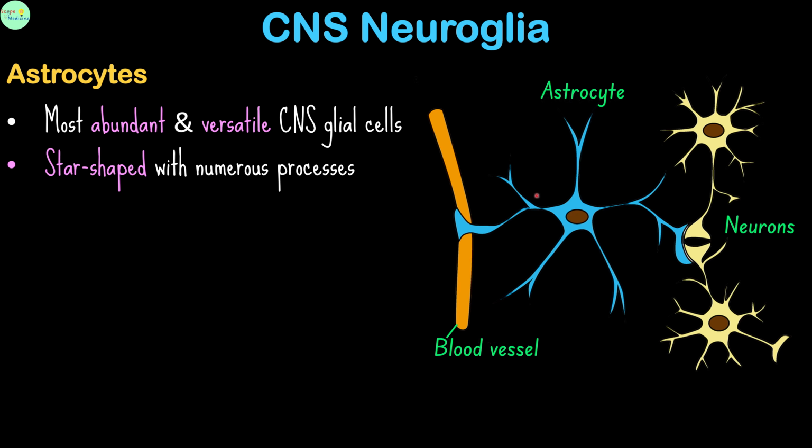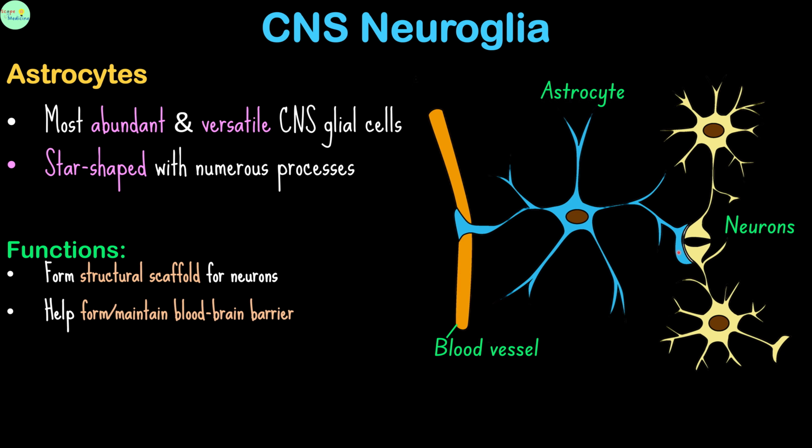Their star-shaped morphology with numerous radiating processes allows them to perform many duties. They form a structural scaffold that supports and anchors neurons. Astrocyte end-feet processes envelop capillaries and are crucial components of the blood-brain barrier, tightly regulating which substances can enter the neural tissue from the bloodstream.